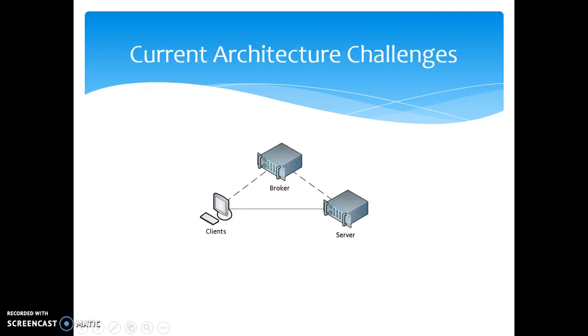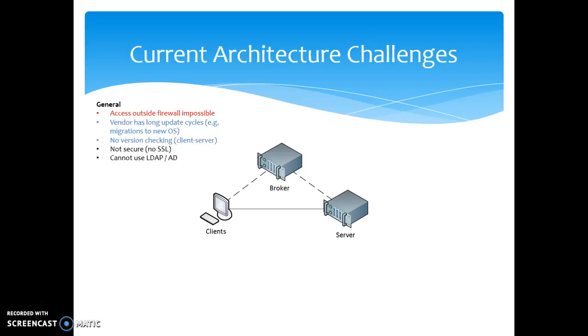Our current architecture challenges under the client server model is that access outside the firewall is impossible. The vendor has very long update cycles. They don't want to migrate to new operating systems. There's no version checking between the client and server. It's not secure. There's no SSL, cannot use LDAP or Active Directory to authenticate. The broker, there's no expertise or documentation with it. It's end of life at delivery. It only supports the vSIM application.